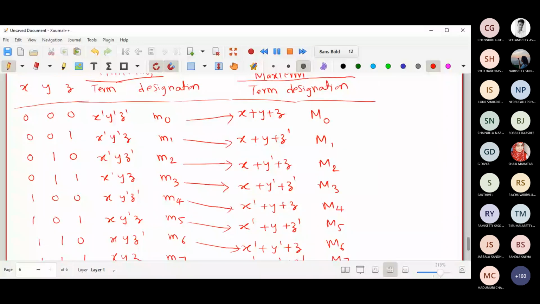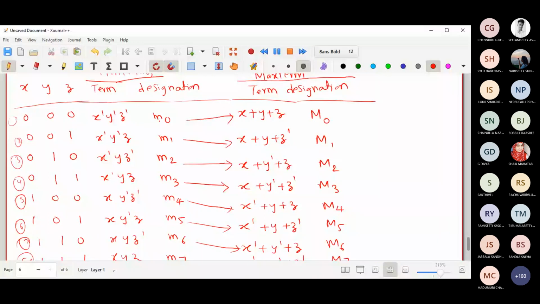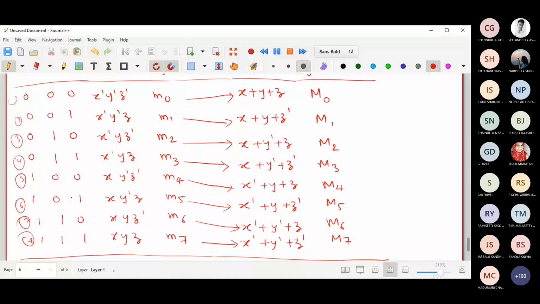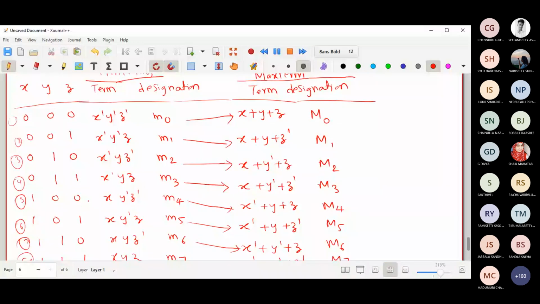So eight combinations in a table, suppose. 1, 2, 3, 4, 5, 6, 7, 8. Total 8, starting from 0 to 7, because this is three variables. This is how we go for the input binary variables x, y, z: first combination 0 0 0, 0 0 1, 0 1 0, 0 1 1, 1 0 0, 1 0 1, 1 1 0, 1 1 1. Clear?